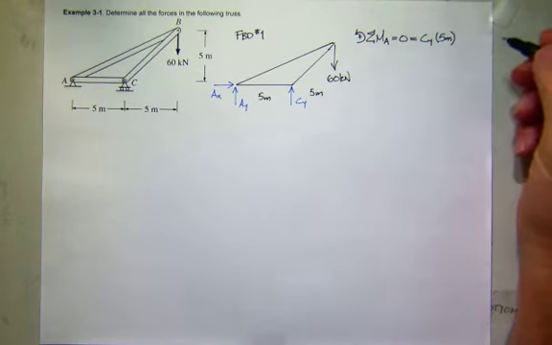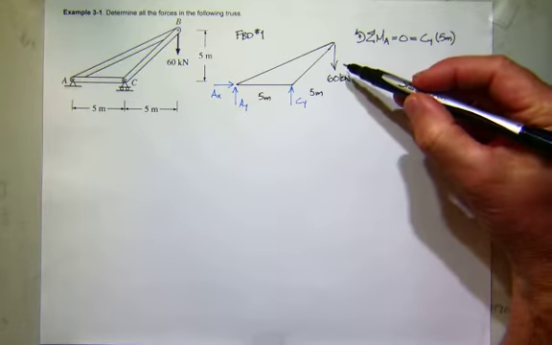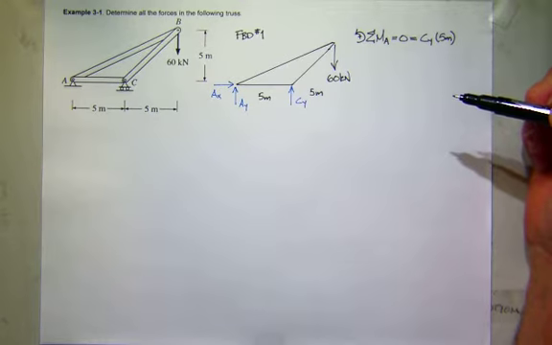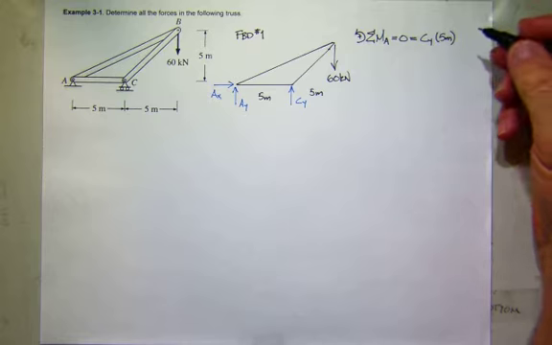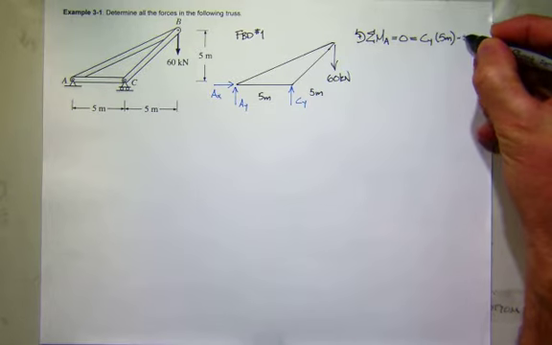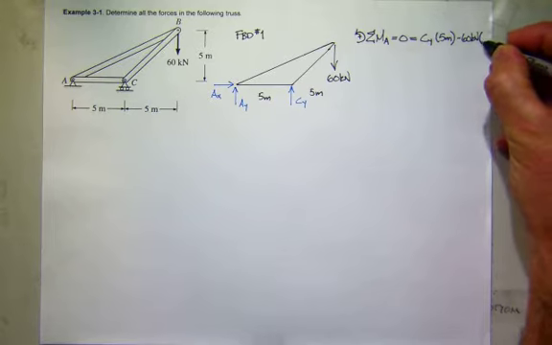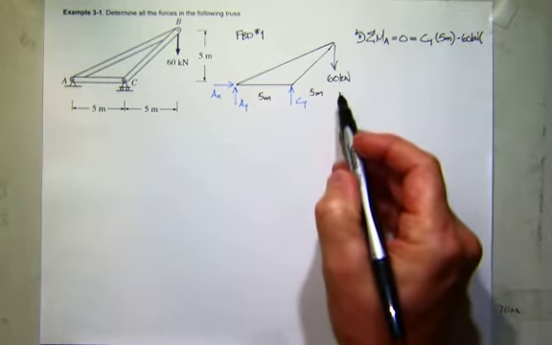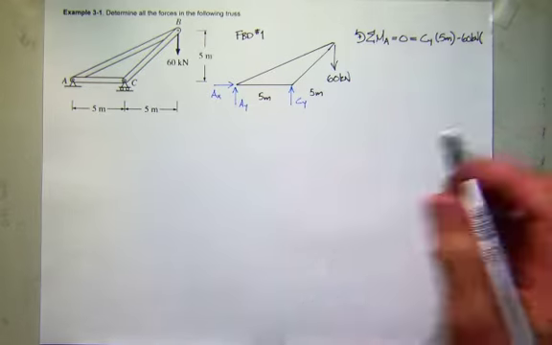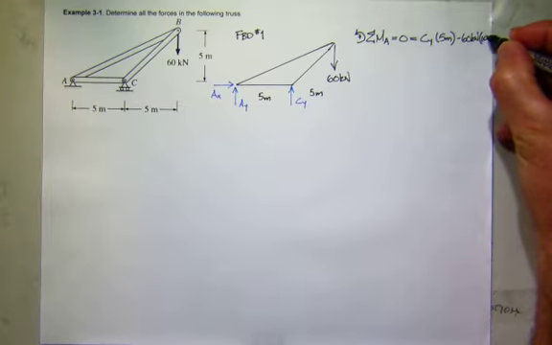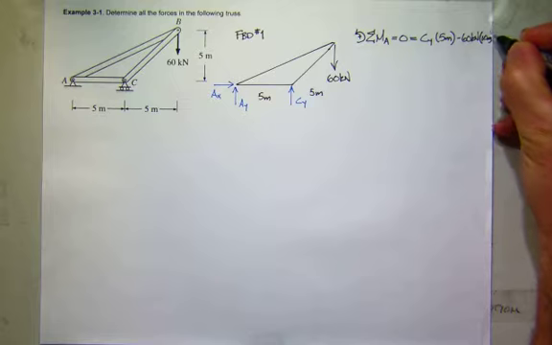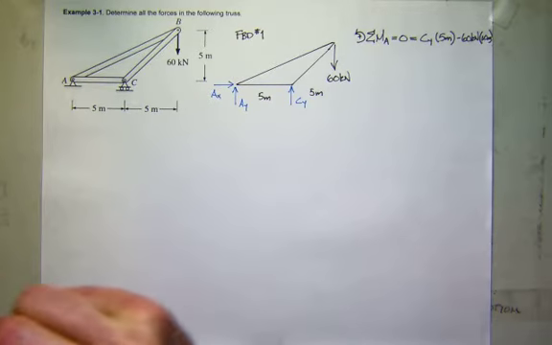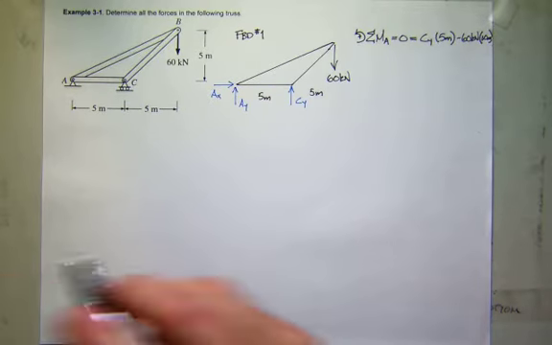Who's next? Mr. Grand, what's the moment about A for the applied load, the 60 kilonewtons? Is it positive or negative? Negative. And what's its moment arm? What's the distance from A to this line of action of the force? Correct. I'm going to run out of room here. Sorry about that. Just barely squeezed it in. That's almost not easy to see.